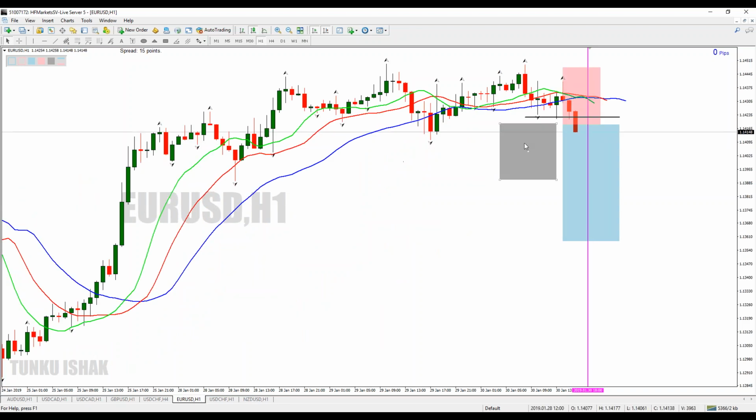So live currently here. What is going on right here? Oh, the price is quite fast.